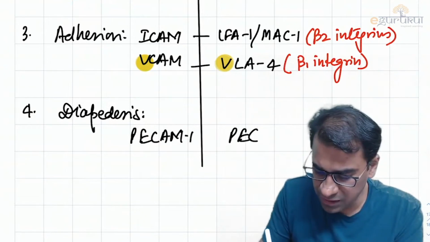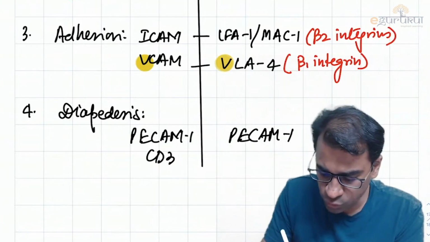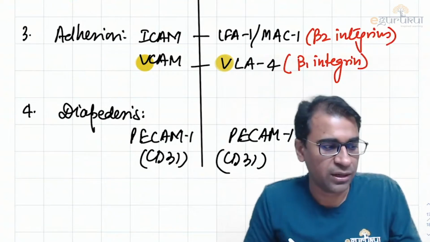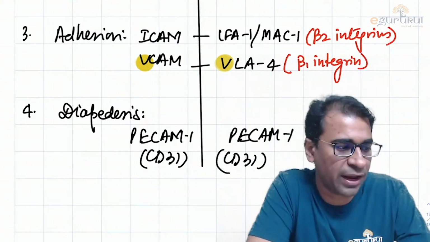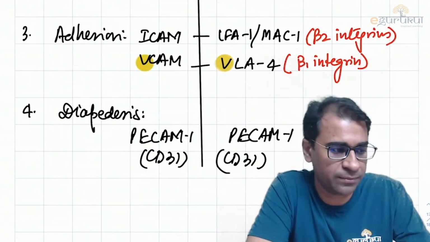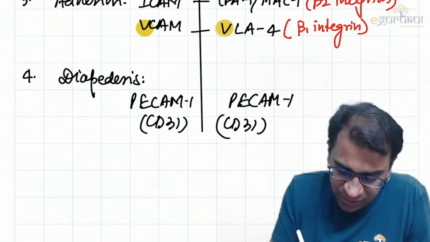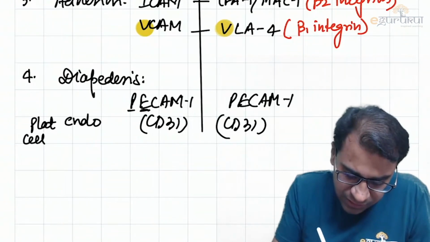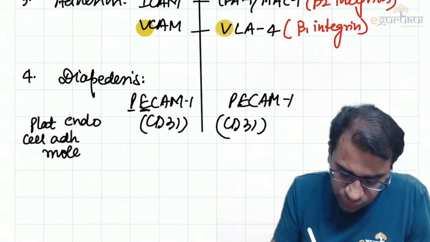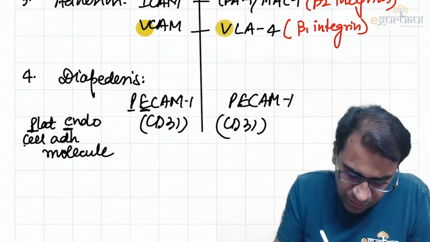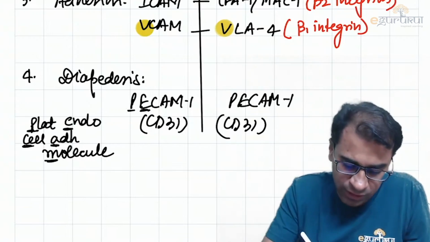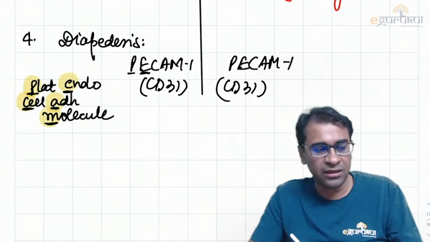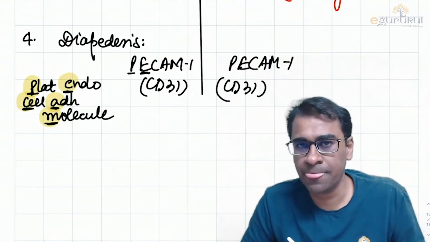PECAM-1, also called CD31. It is called diapedesis. अब देखो PECAM-1 क्या होता है? PECAM मतलब platelet endothelial cell adhesion molecule. Okay? PECAM is platelet endothelial cell adhesion molecule.